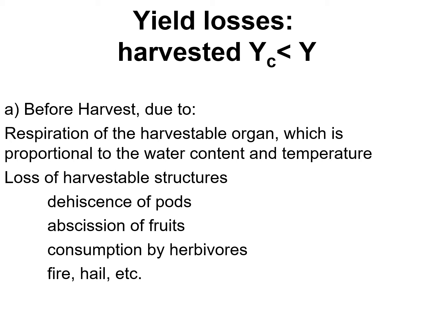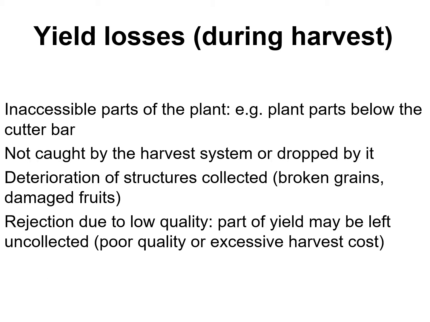For instance, the absence of pods, in the case of rapeseed or legumes, the abscission of fruits, like in fruit trees, the consumption by herbivores, for instance, birds eating sunflower seeds, or the occurrence of fire, hail, or other accidents. We can also have yield losses during the process of harvest.